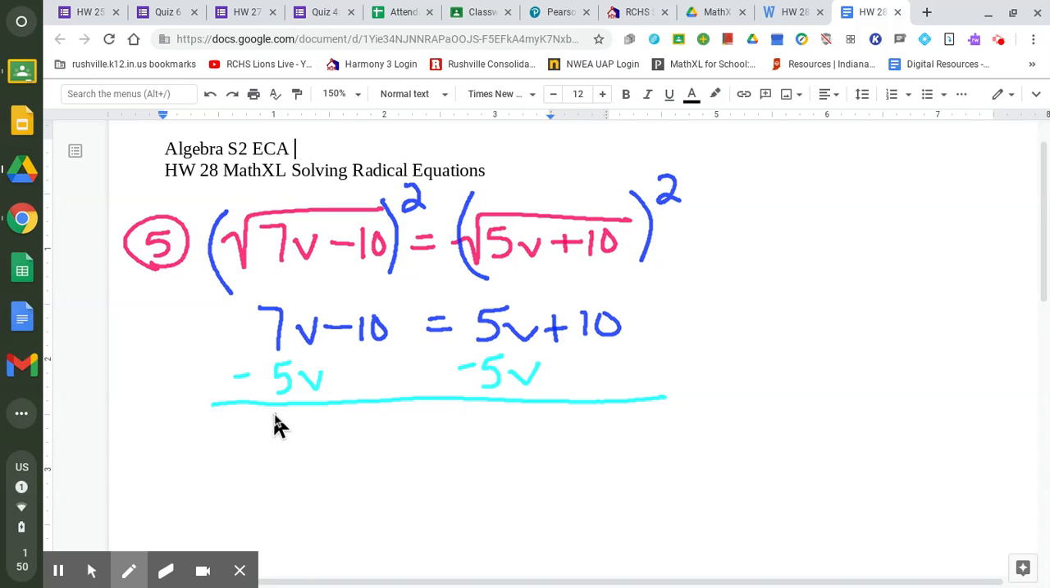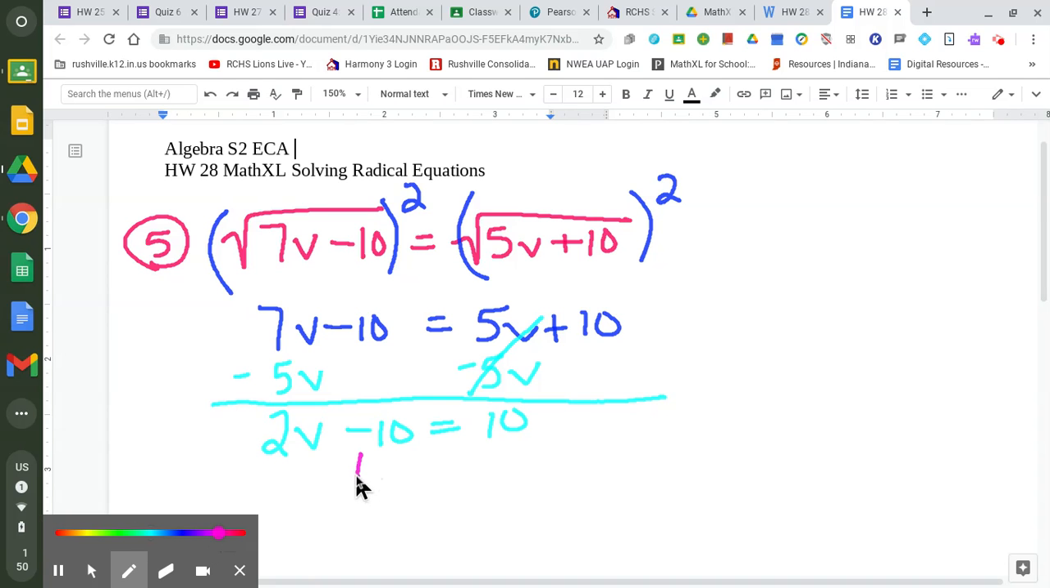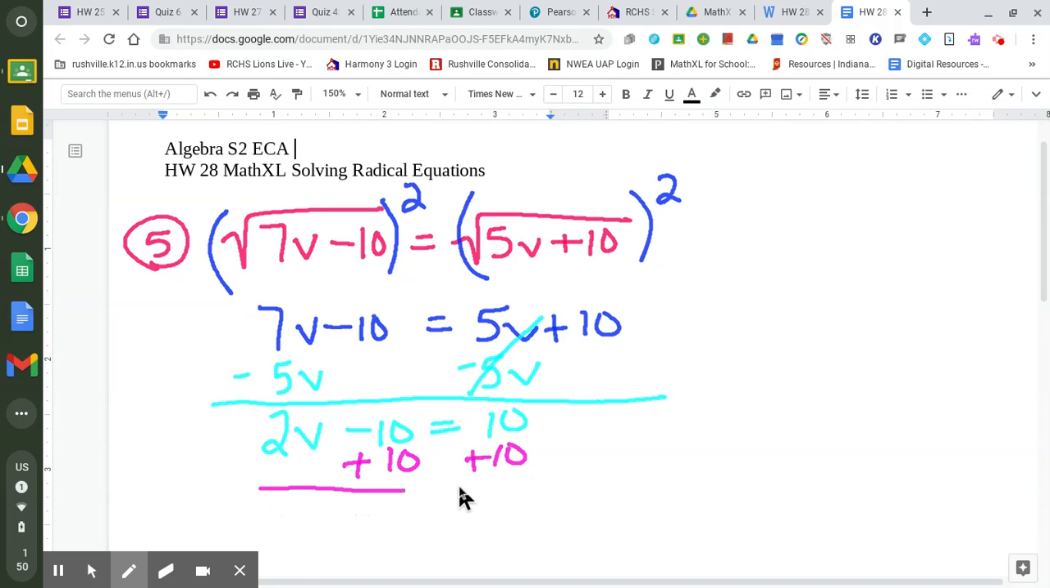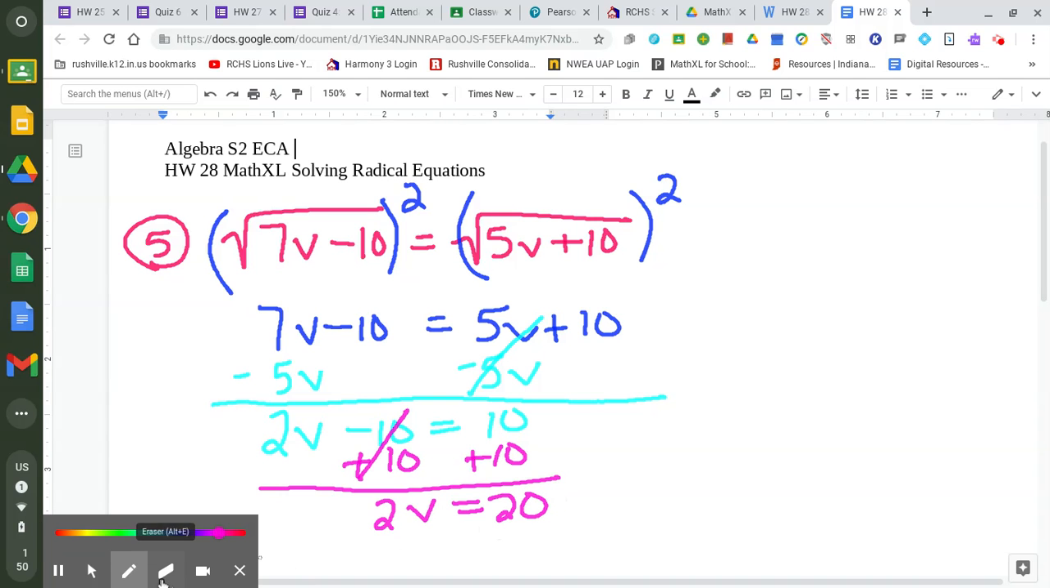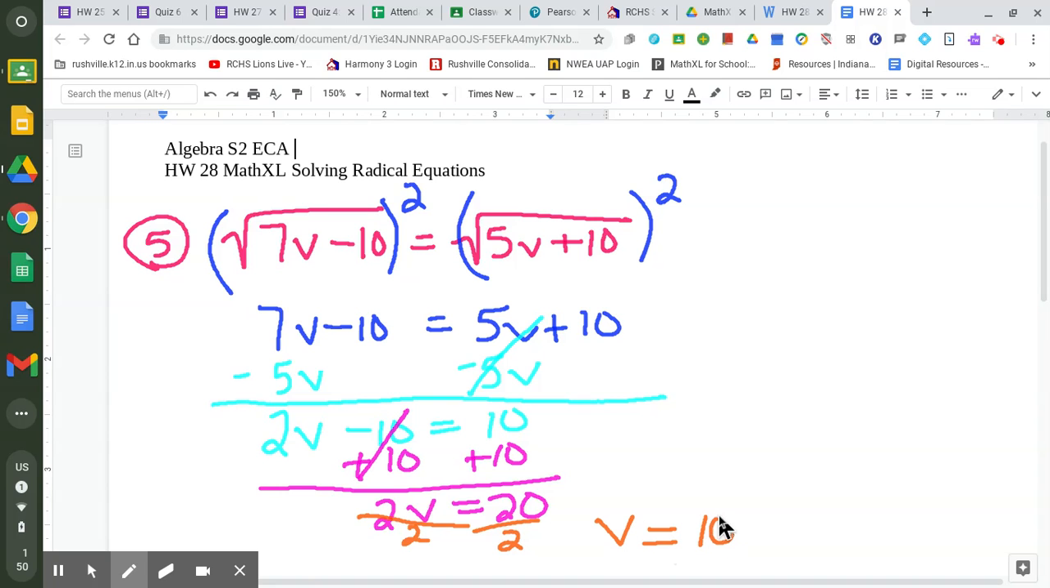So 7v minus 5v is 2v. Minus 10 equals 10. And then I'm going to add 10 to both sides of the equal sign. And I have 2v equals 20. And then we will divide by 2, divide by 2. V equals 10.